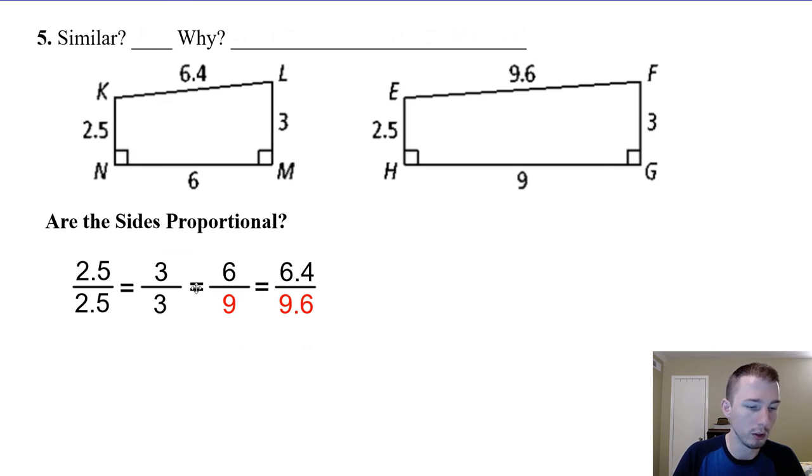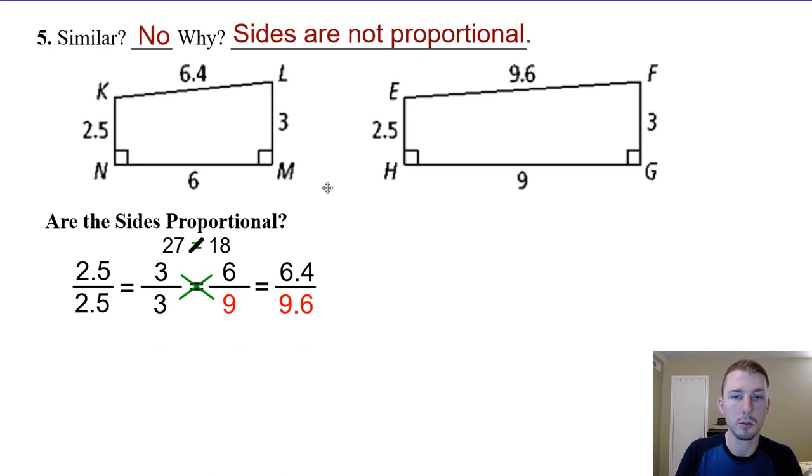So if we cross multiply in the middle here, we get 3 times 9, which is 27, and then 3 times 6, which is going to be 18. And that's not going to work because 27 is not equal to 18. So I forgot to do the not equal to part. So clearly, these two are not going to be similar because their corresponding sides are not proportional. So no, because the sides are not proportional. We can just say it that way.